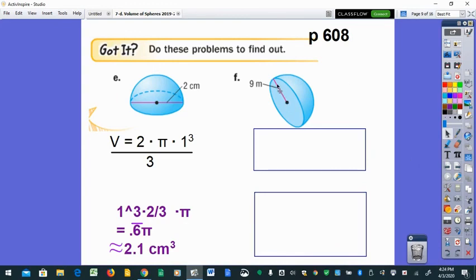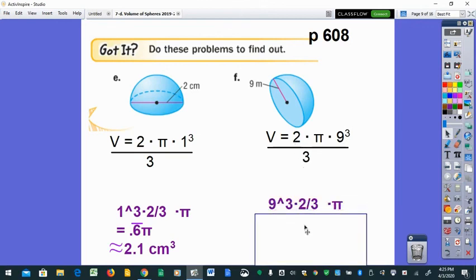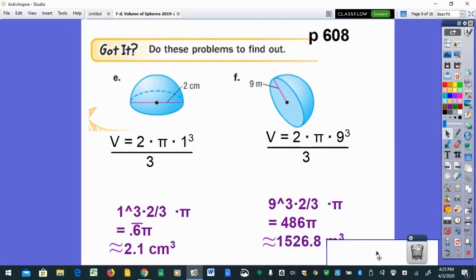When we come over here, we're feeling good because they gave us the radius. So when we go into our hemisphere formula, we don't have to change that 9 because it's already the radius. 2/3 times pi times the radius to the 3rd power. Radius cubed times 2 divided by 3. That's what you're going to do in the calculator. Hit enter, and you should be seeing 486 pi. Multiply it by pi, and the volume of this hemisphere is about 1,526.8. Did you remember your units, meters, and did you put it with the power of 3?